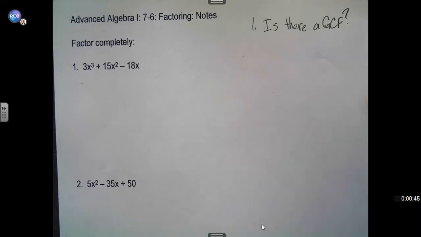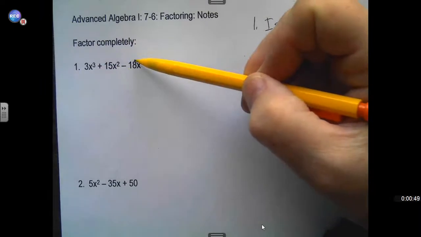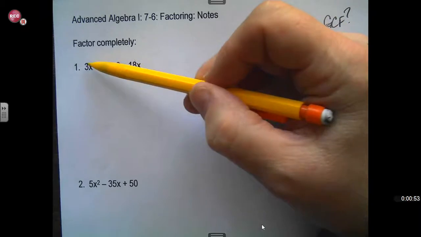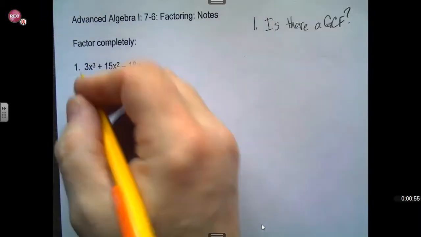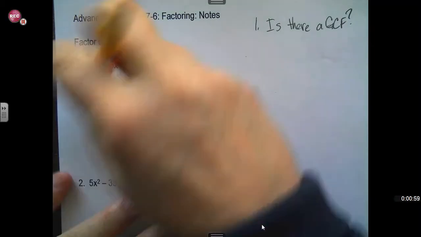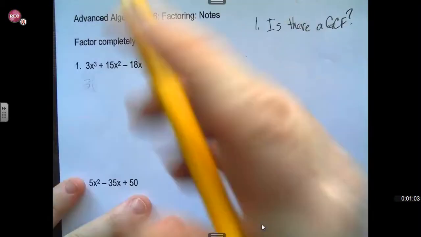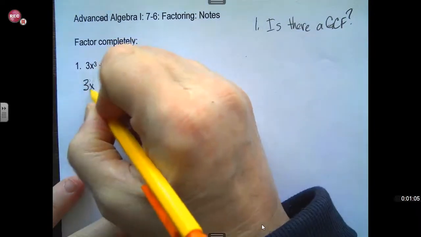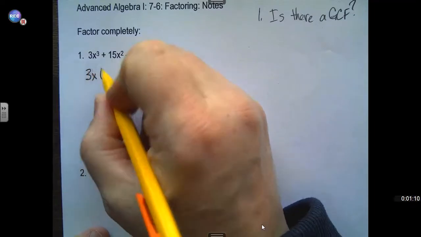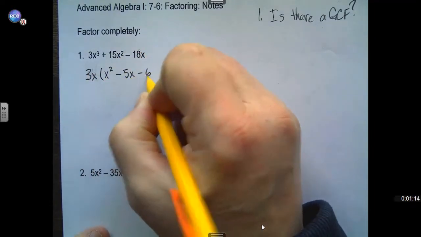So when I look at this problem, I see that 18 contains a factor of 3, 15 contains a factor of 3, and obviously 3 contains a factor of 3. So I can factor out 3. Actually, I can factor out 3x. Sorry. You probably saw that before I did. So when I factor out a 3x, I'm going to have x squared minus 5x minus 6.